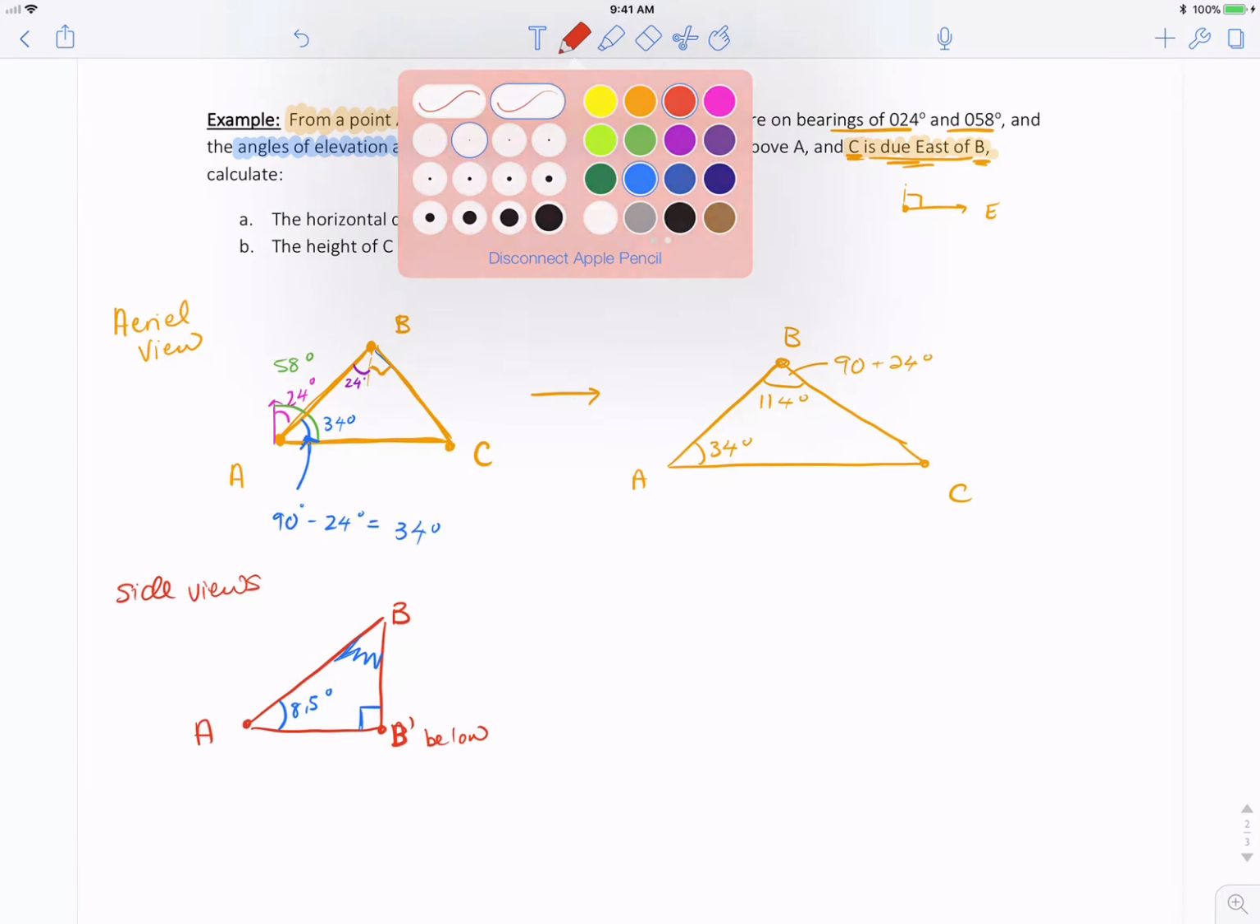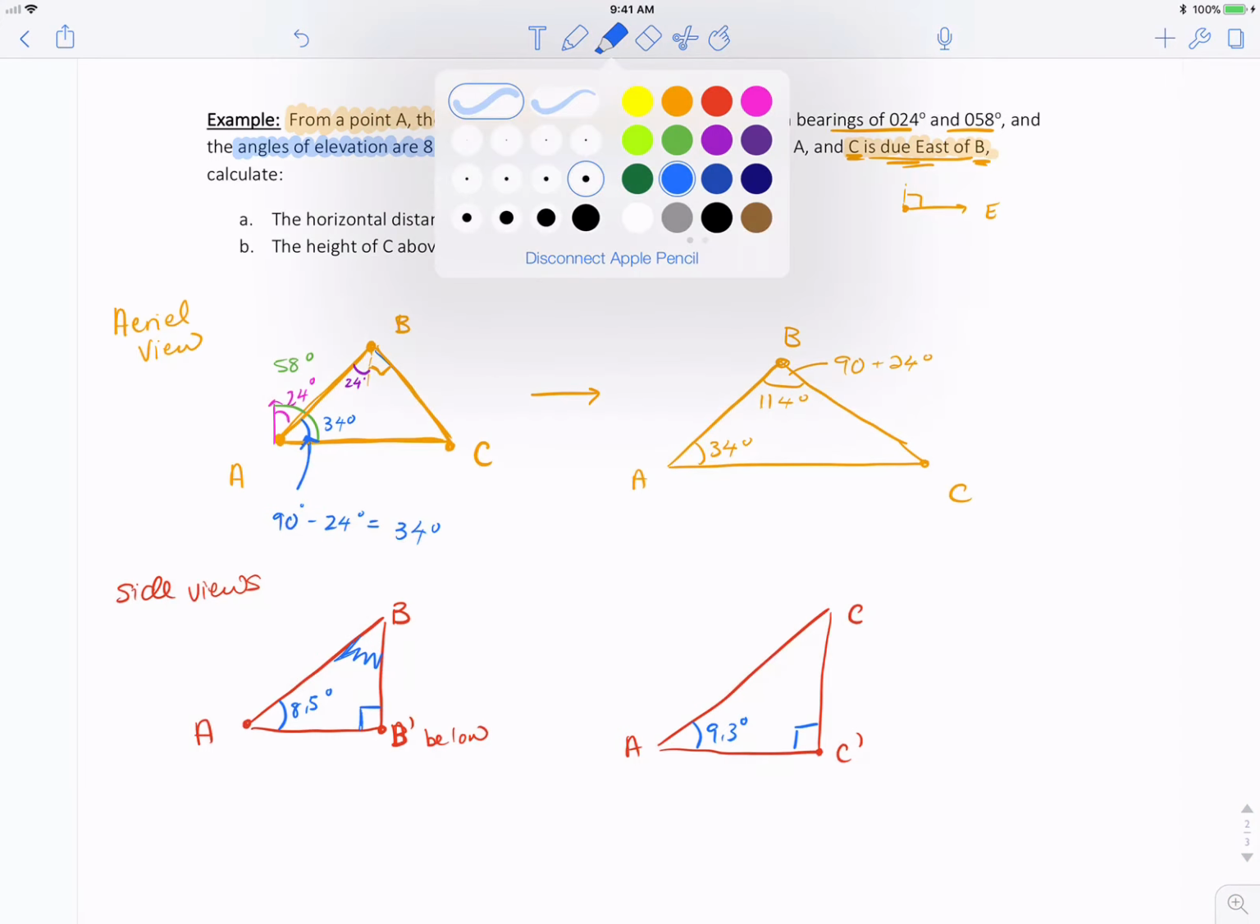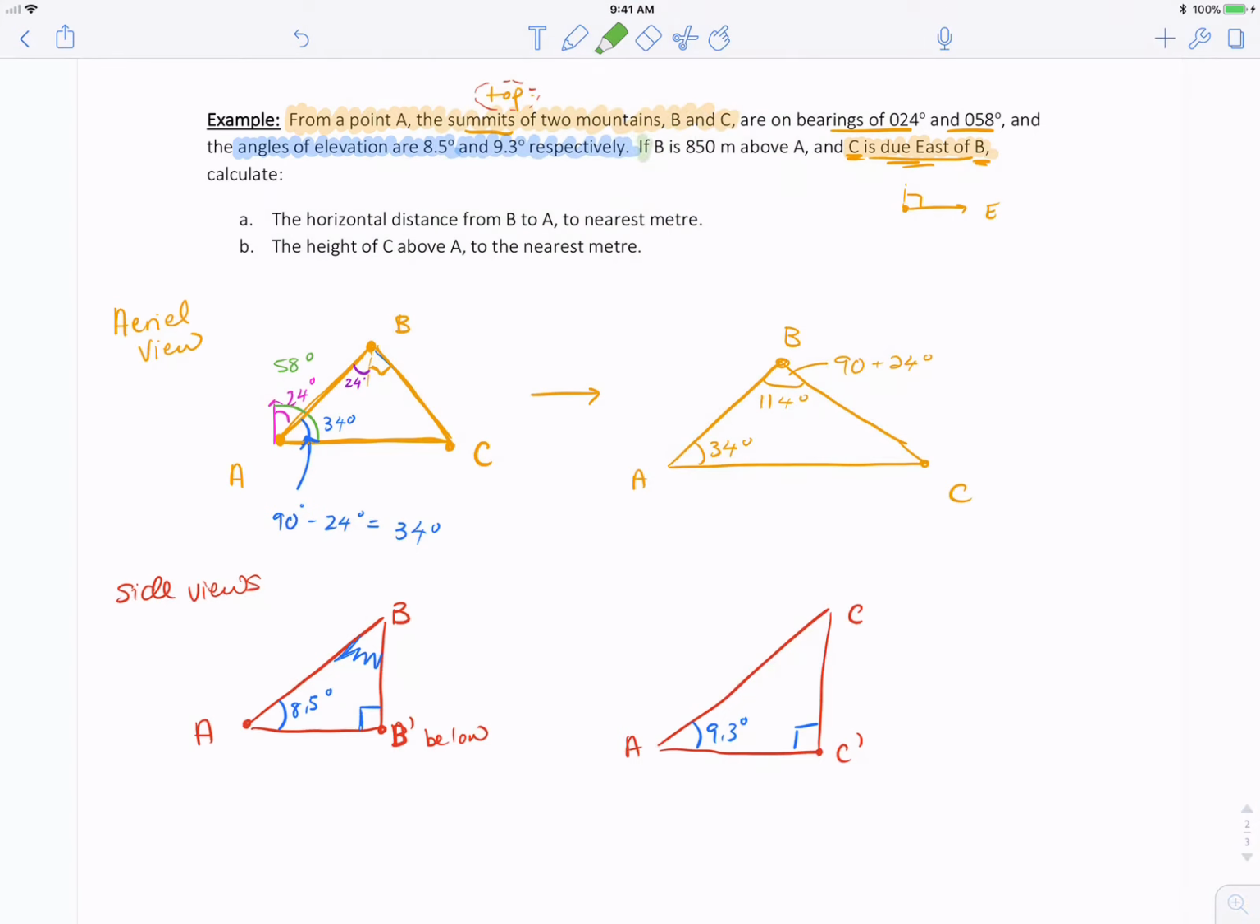The other side view of my mountain would be from A to the top of C. I'll call my bottom C prime. Again, it's really up to you. That's the top of the mountain for C, and my angle of elevation is 9.3 degrees. Again, I have a 90-degree triangle. The only other piece of information I have is that B, the top of my summit, is 850 meters above point A. So this is my 850 meters.